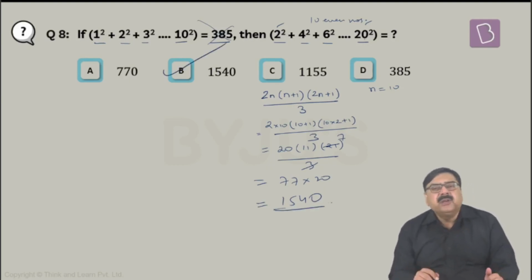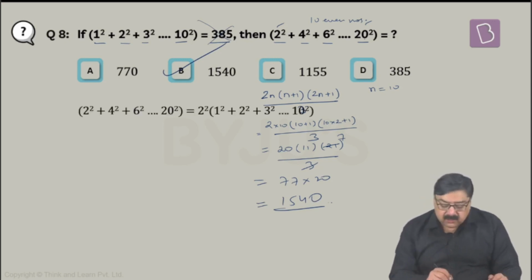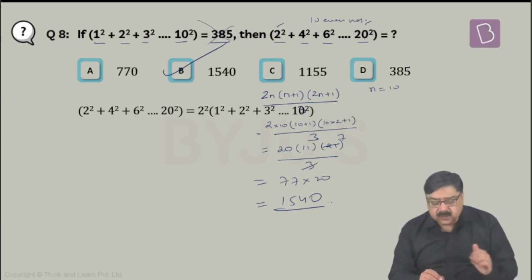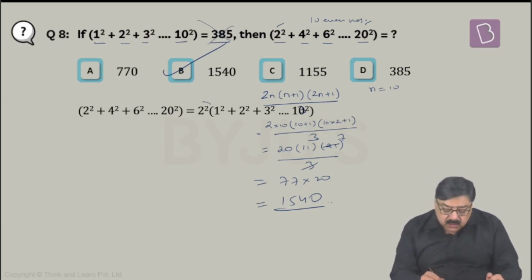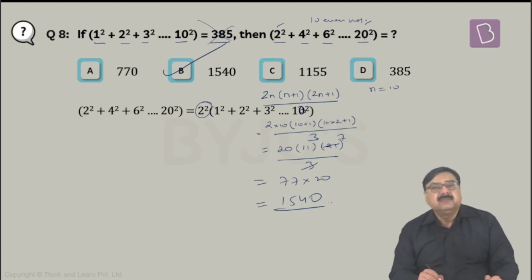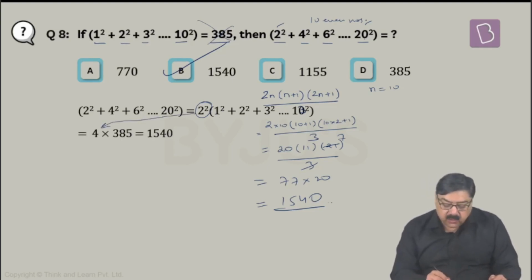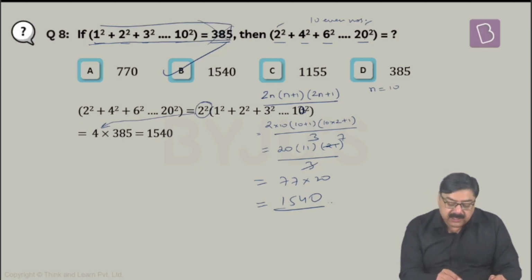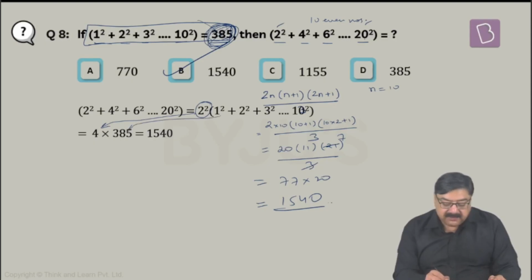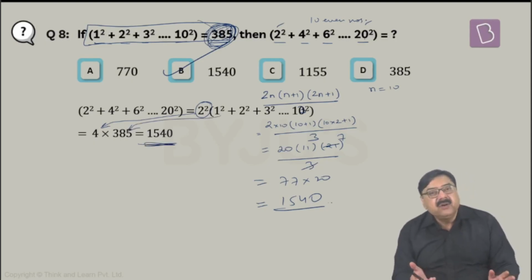There is another way in which you can solve this question. Actually, we know that 2 square plus 4 square plus 6 square up to 20 square, we are adding up all even numbers. You know that 2 square is common here. So you take it common. What is left? 1 square plus 2 square plus 3 square up to 10 square. So the value of 2 square is 4. The value of 1 square plus 2 square plus 3 square up to 10 square is already given to us as 385. So you will multiply with 385 here. So still you will get 1540. So either of these two methods you can employ.